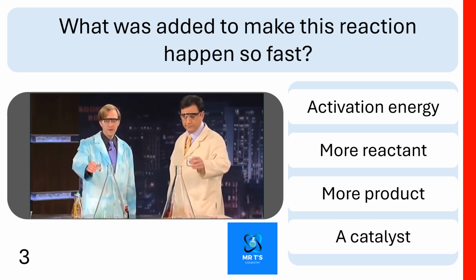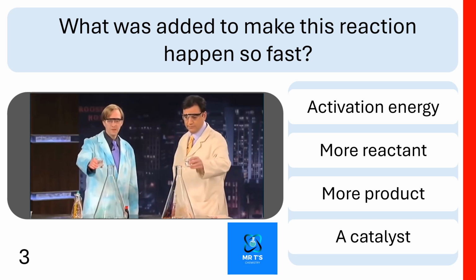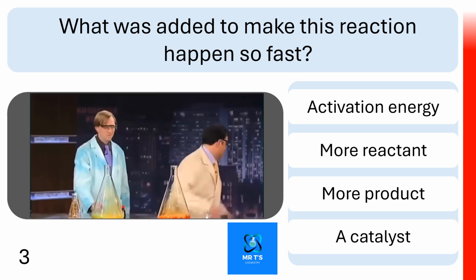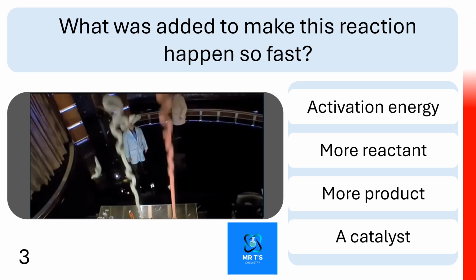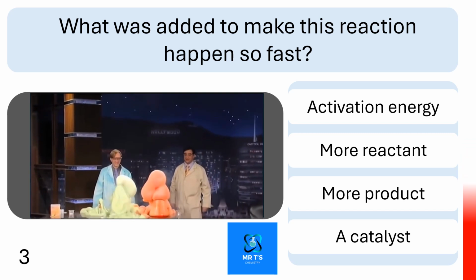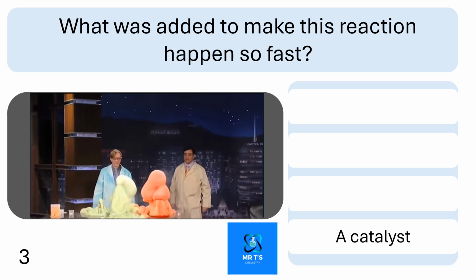What is added to make this reaction happen so fast? Is it activation energy, more reactant, more product, or a catalyst? 3, 2, 1, 4. There we go. This reaction happens quickly because it has a catalyst, potassium iodide, added to it, and it's called elephant's toothpaste.